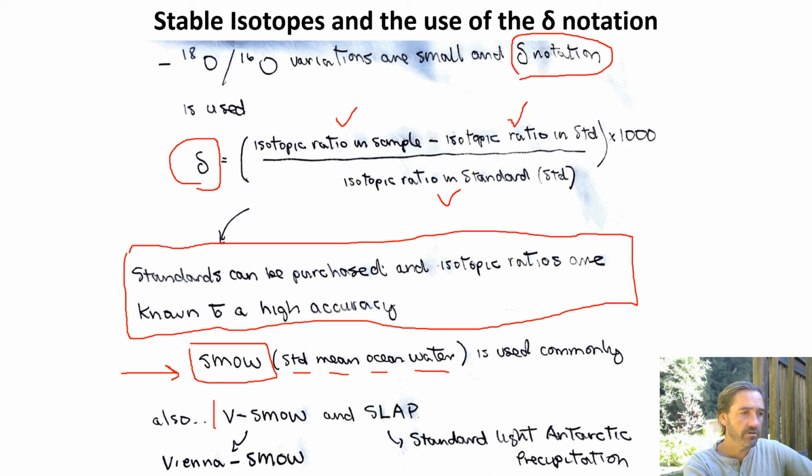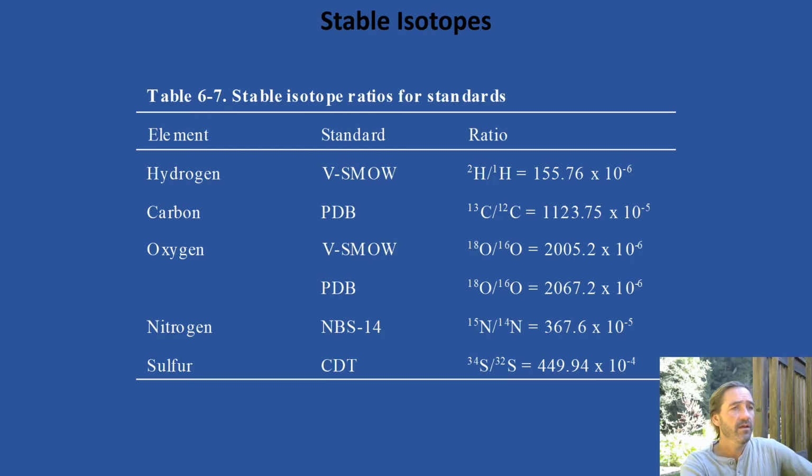There's other standards though as well, and you can relate standard to standard. That's not a problem. But there's also Vienna SMOW, and there's some SLAP, some standard light Antarctic precipitation. And once in a while they have to renew these standards, but again, everybody's using them and it's necessary for this sort of field. And so here are some of the standards for some of the different elements. And this is a table from your textbook.